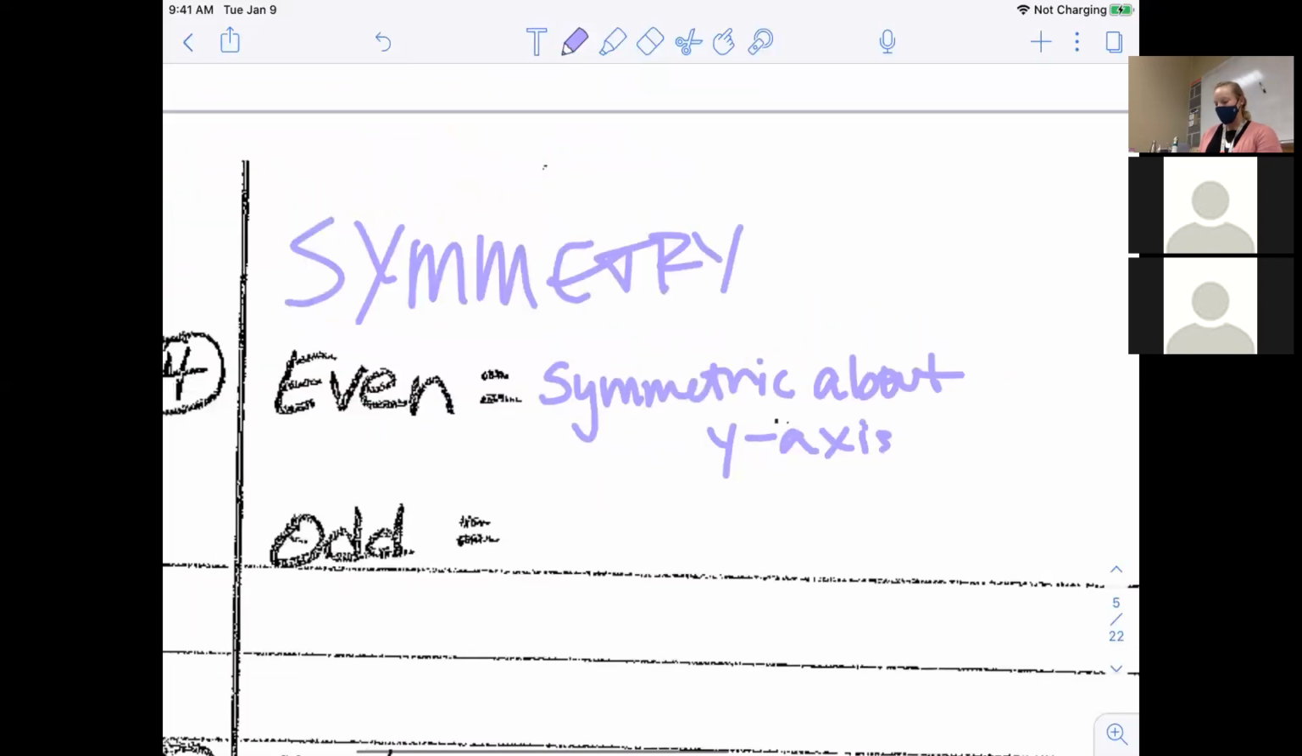Think about if it's an even symmetry, we could literally fold the graph in half and it would match up evenly on both sides. So what we just did as a parabola, that would be an even symmetry because if you could take it off your page and fold it in half, it would match up completely on both sides.